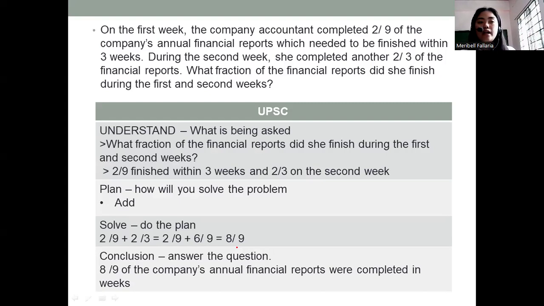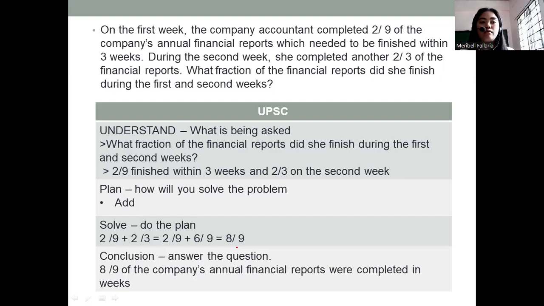Next, what is your plan? What are you going to do? We're going to add. Okay, let's solve. You can see we have different denominators. That's why we're going to find the LCM. After that, we're going to divide the LCM by the denominator of the previous fraction and then multiply by the numerator.